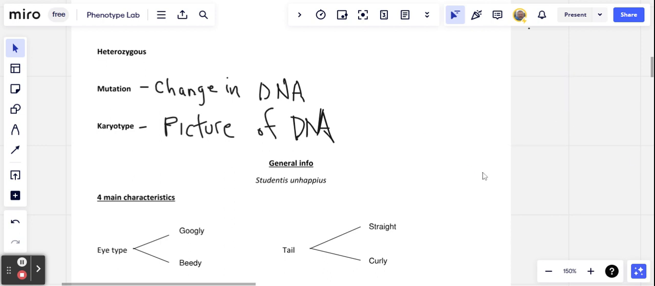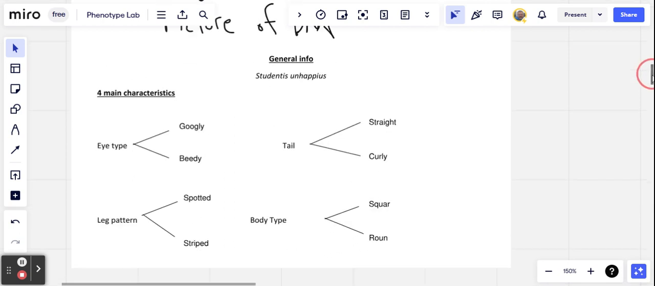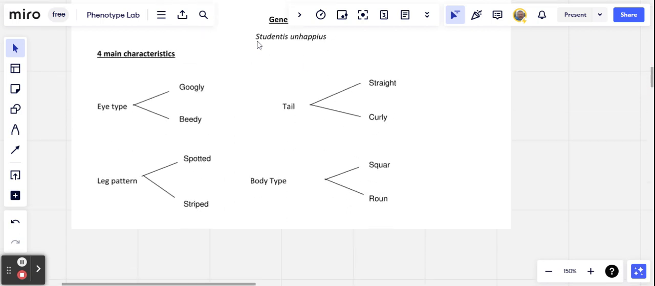Okay, that's a karyotype. So in this lab, you're going to look at 4 characteristics. You have Studentus unhappius, and their characteristics: they have eyes that are either googly or beady. They have a leg pattern that's spotted or striped. They have a tail that's straight or curly, and they have a body type that's square and round. There should be an E on there. I'm not sure what happened to these. It may be when I downloaded it, but I'll look at yours. Yours should say square and round on it.